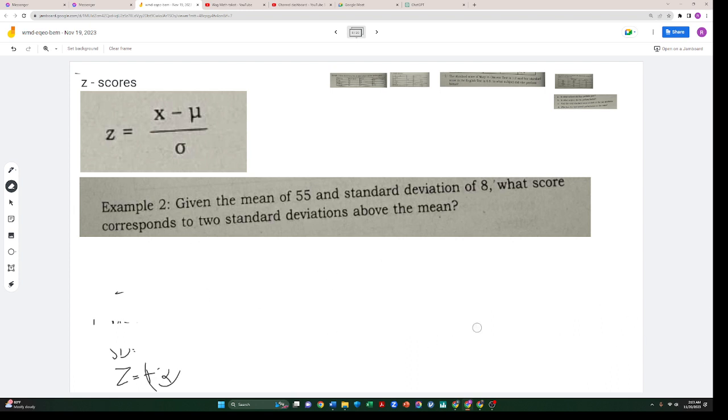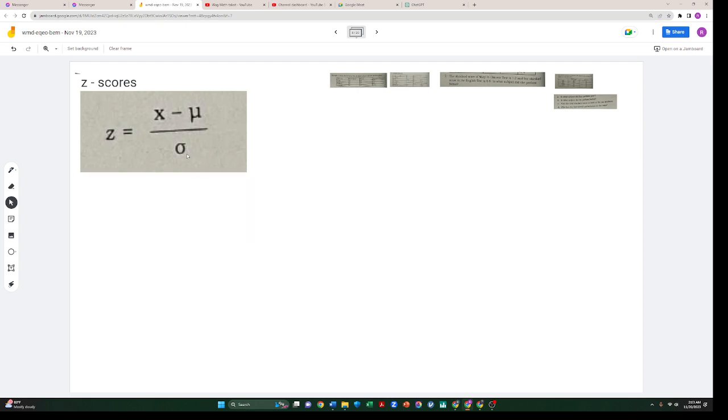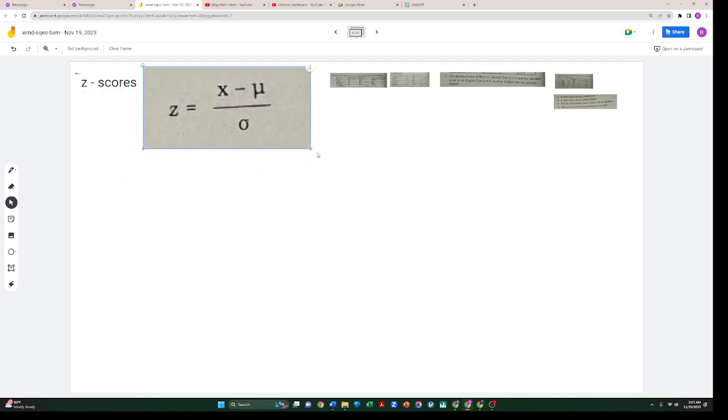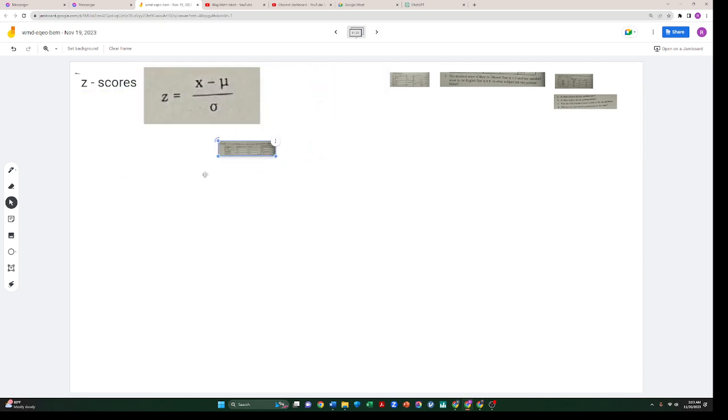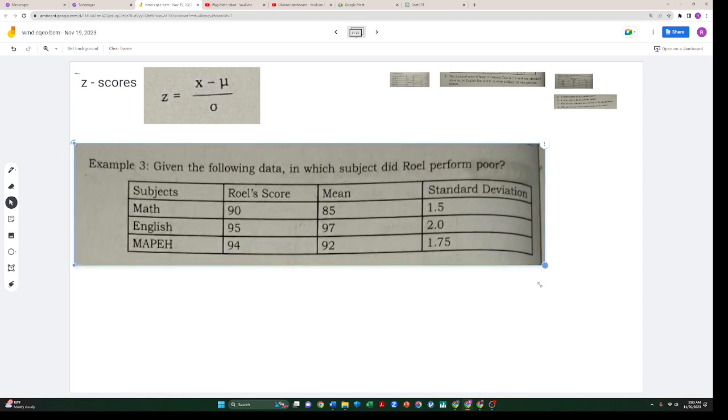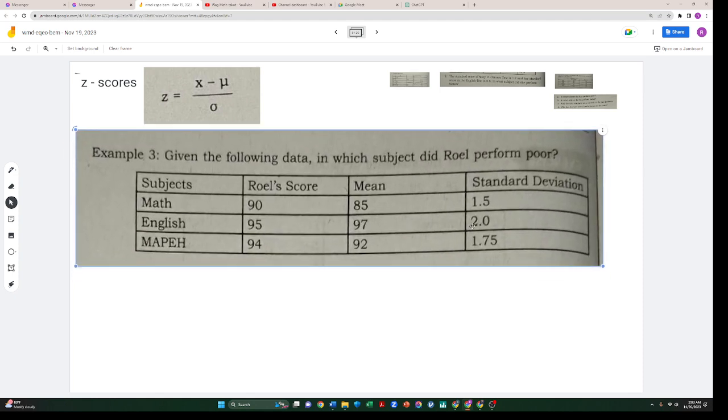So, erase. Then delete. And then number 3. Okay. So, say nakita ninyo.